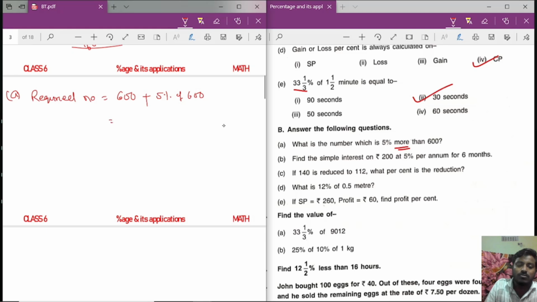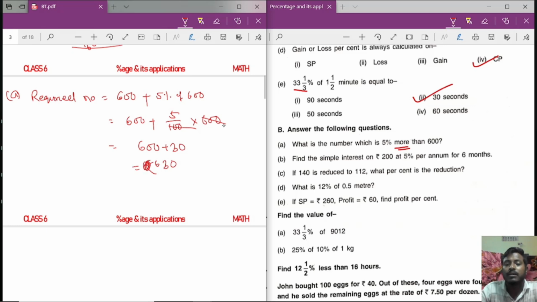Okay, now solve. 600 plus 5%, that is 5 by 100, of means into 600. So 100 cancel, that is 5 6s are 30. So 600 plus 30 equals 630. Okay, so the answer is 630, not rupees. Okay, next question, question number B.